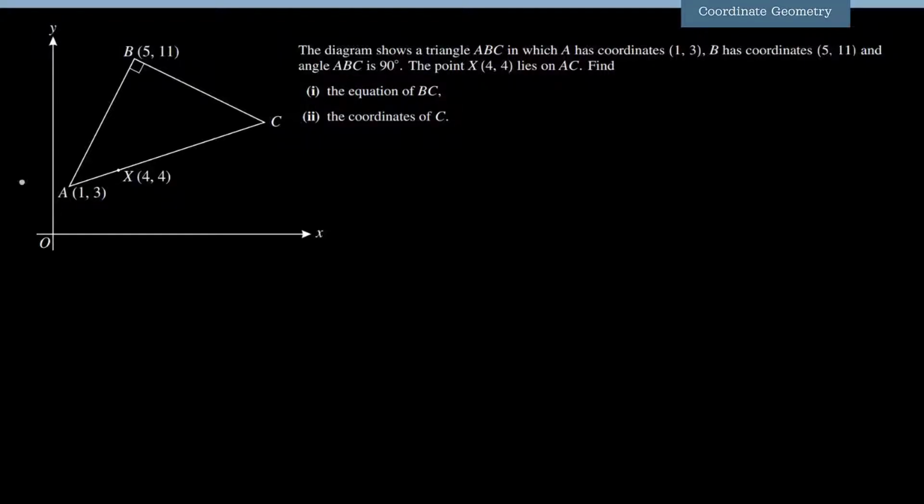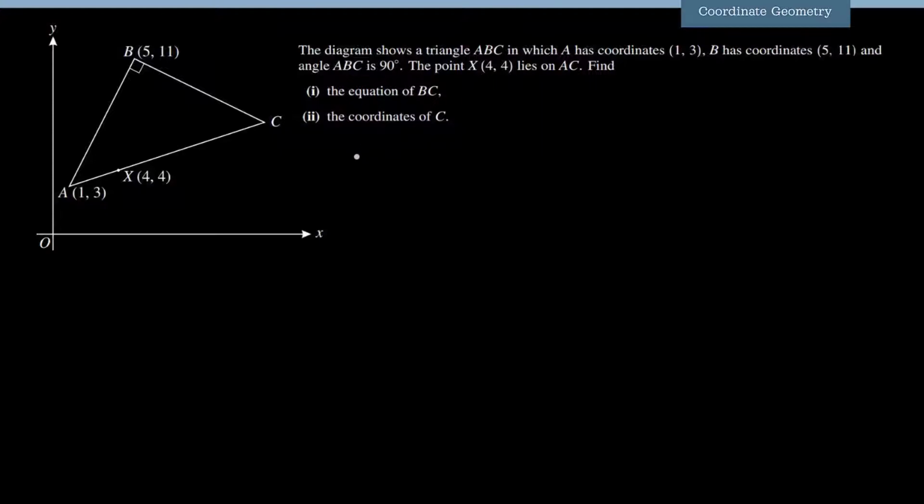In this question, I have a right angle triangle with corners A, B, and C, and it is told that the coordinates of point A are (1, 3), the coordinates of point B are (5, 11), and angle ABC is 90 degrees. The point X (4, 4) lies on line AC. I need to find the equation of line BC and the coordinates of point C.